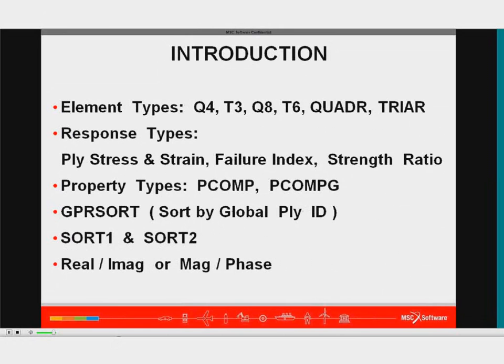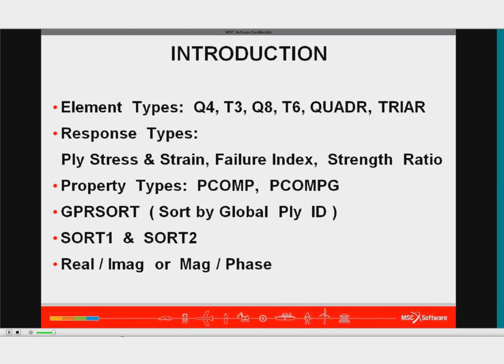Similar to statics, the element types which are supported for composites are quad 4, tria 3, quad 8, tria 6, quad R, and tria R. The response types for composites, again, are ply stresses and strains, failure indices, and strength ratios. Property types are PCOMP and PCOMPG. PCOMPG, as many of you may be aware, allows us to specify the global ply IDs. GPR sort, which is also supported for statics, allows you to sort the output by global ply IDs. So on the PCOMPG, you can, for example, specify your global ply ID, and GPR sort in the case control then allows you to sort your output by global ply IDs.